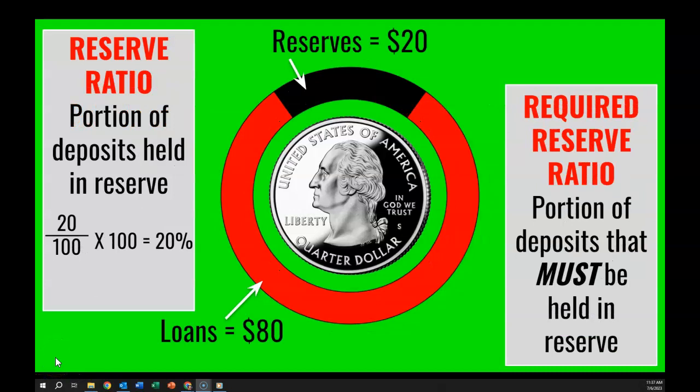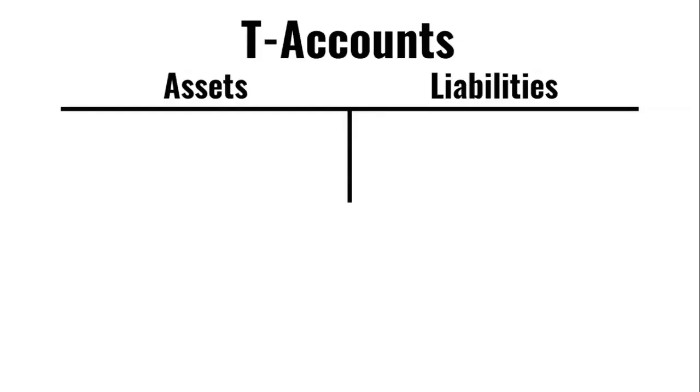We can then also calculate what's known as the reserve ratio, which is the portion of all deposits held in reserve. So if we had $100 in deposits, and $80 is lent out, that means that $20 is left in reserves, which is 20 divided by the 100 total deposits, times 100, tells us that we have 20% of total deposits held in reserve at this time.